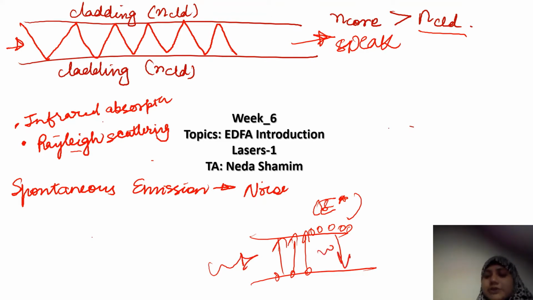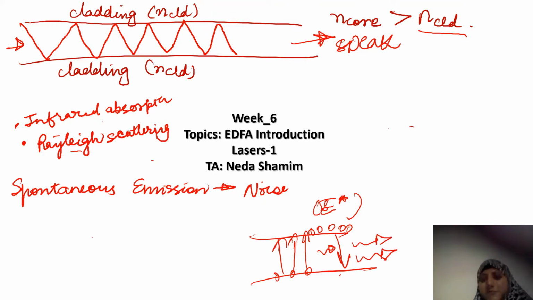Then it will go down. That is, the signal photon comes here. So the excited atoms should come down. That is why it's called stimulated emission. It gets stimulated, comes down, emitting another photon which is the same as the signal photon.